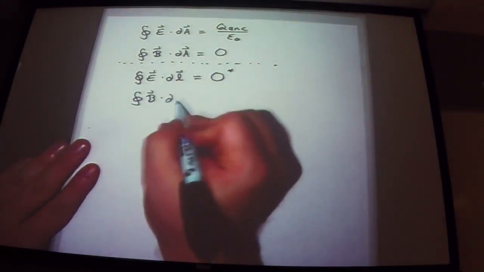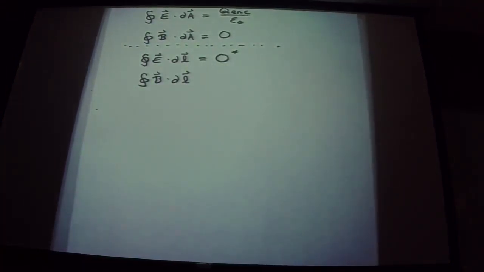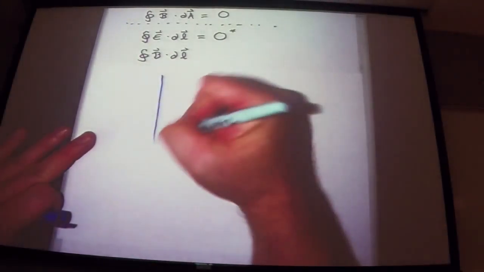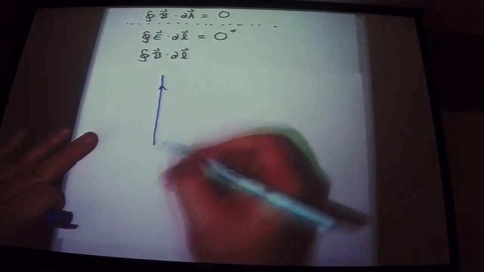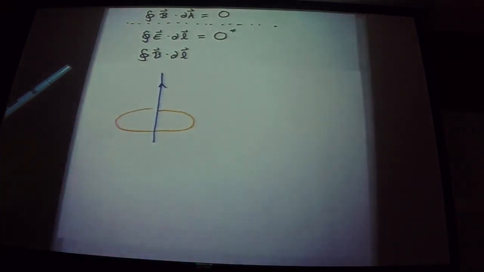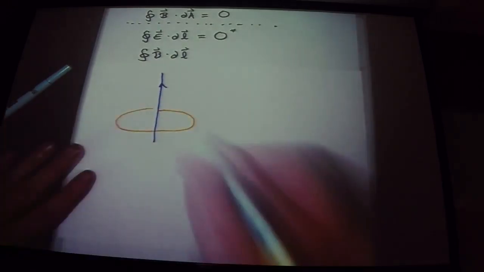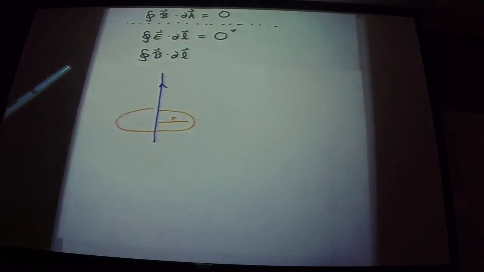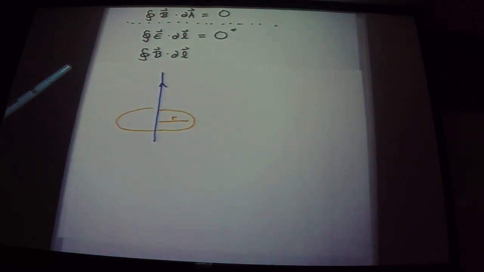B dot dl. Integral of B dot dl. So what I'm going to do is take a long straight wire, because we already know what the magnetic field is around a long straight wire. And I'm going to integrate around this loop. That's going to be my loop. I'm going to choose a circular loop of radius r centered at the current. The reason I'm choosing that for my test integral is because I already know what the magnetic field is from a long straight wire. We got that from Biot-Savart.